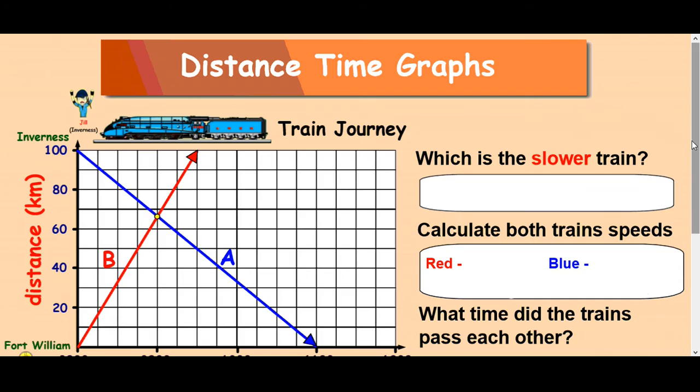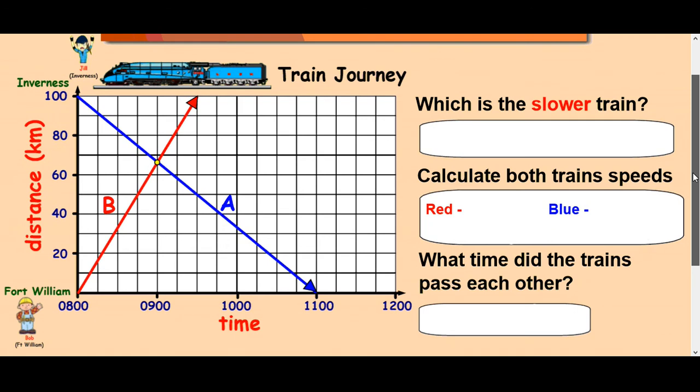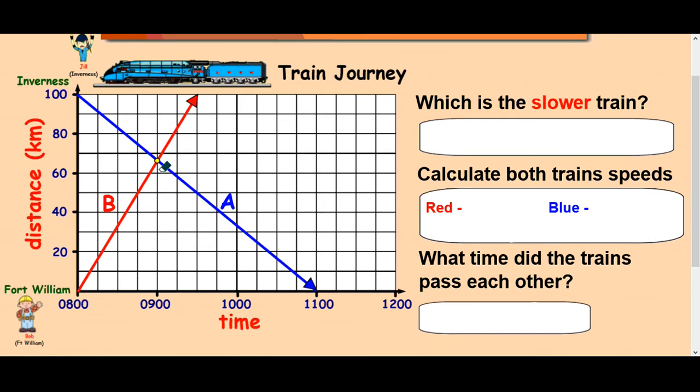Okay, last example we're going to look at here, which is slightly different. You've got a line going up and a line coming back down. So this is 2 train journeys. One journey in the red going from Fort William to Inverness, and one in the blue going from Inverness back to Fort William. So the first question is, which is the slower train? We're looking for the one that's less steep. That would be train A, the blue, that's less steep.